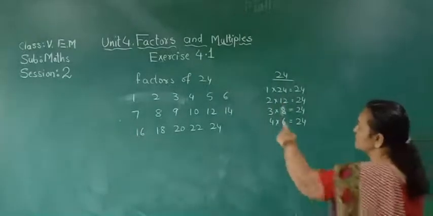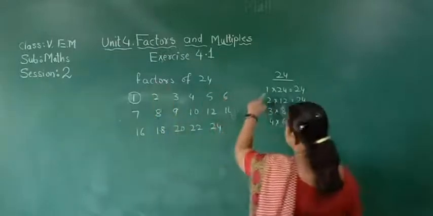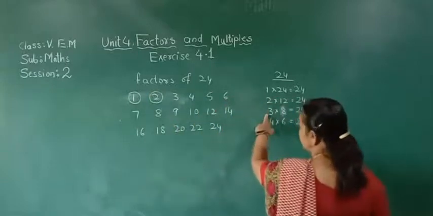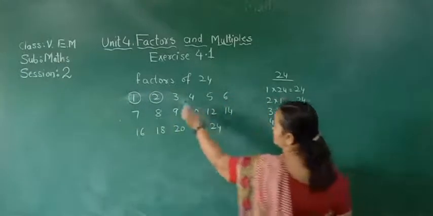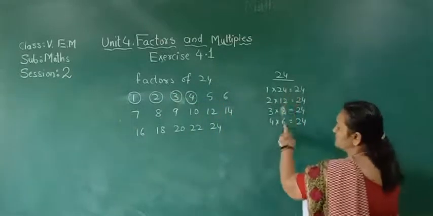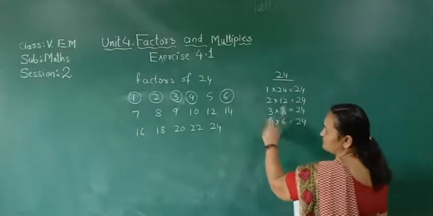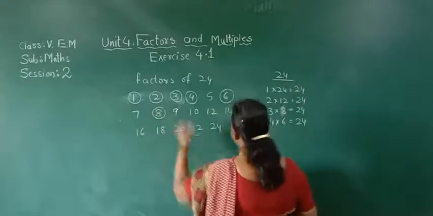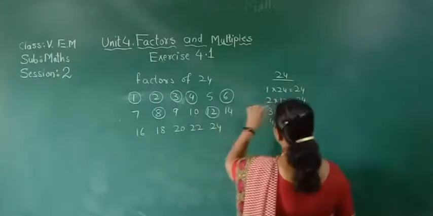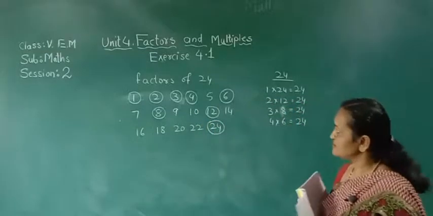So here 1, circle this 1. Then we are getting 2, circle here. Then 3 and 4. Then go in reverse way again. Next is 6, circle it. Then 8. In 8 table we are finding 24. Then 12. And after 12 it is 24. So these are the factors of 24.